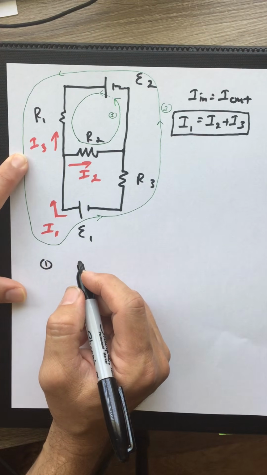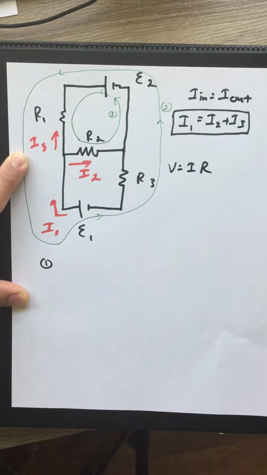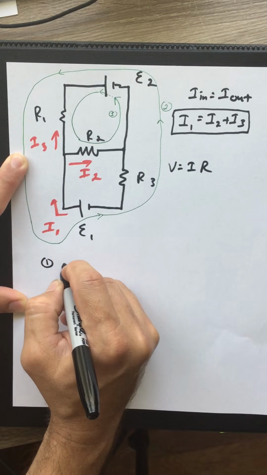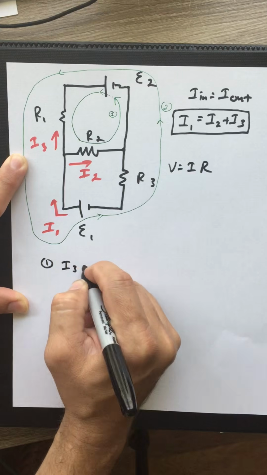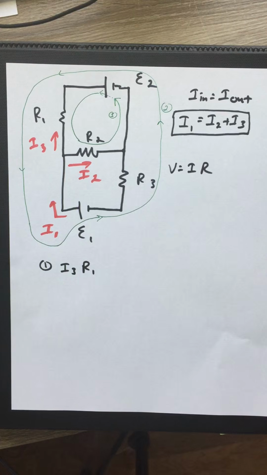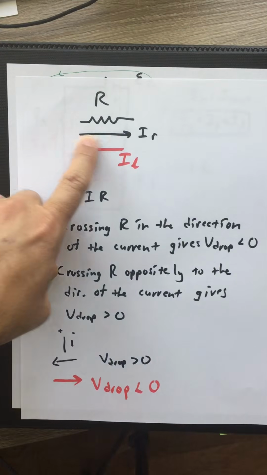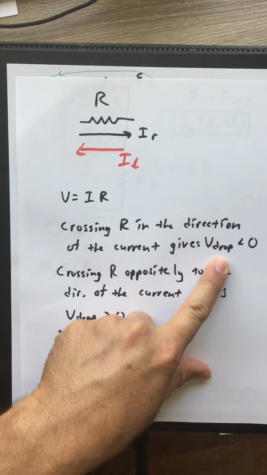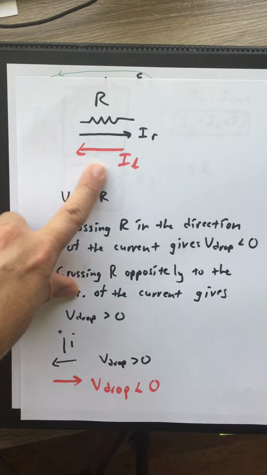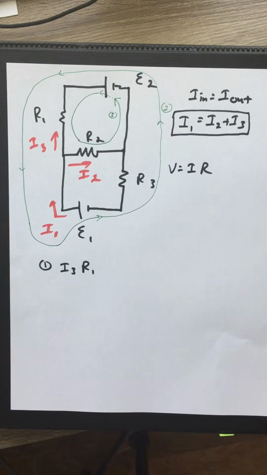Well, we've seen from Ohm's law that the voltage drop across R1 is going to be I3 R1. Just IR, but I subscripted what they are. Now I have to worry about the sign, and remember my rule. If I'm analyzing in the same direction as the current, I get a negative voltage drop. If I'm analyzing in opposition to the current, I get a positive voltage drop. In effect, I'm climbing uphill. And that's what's happened here.